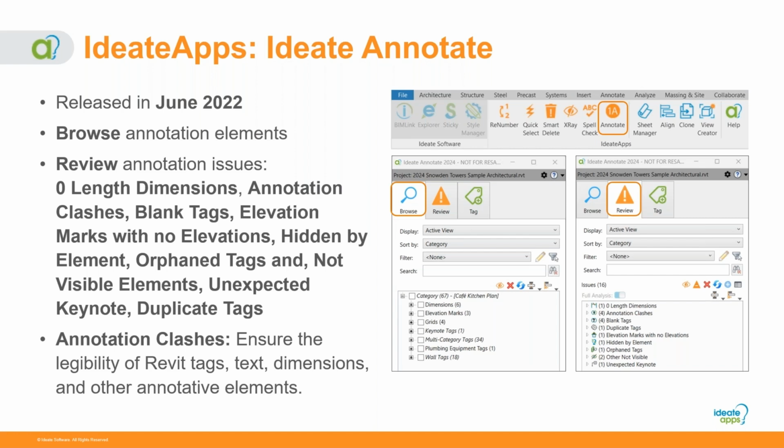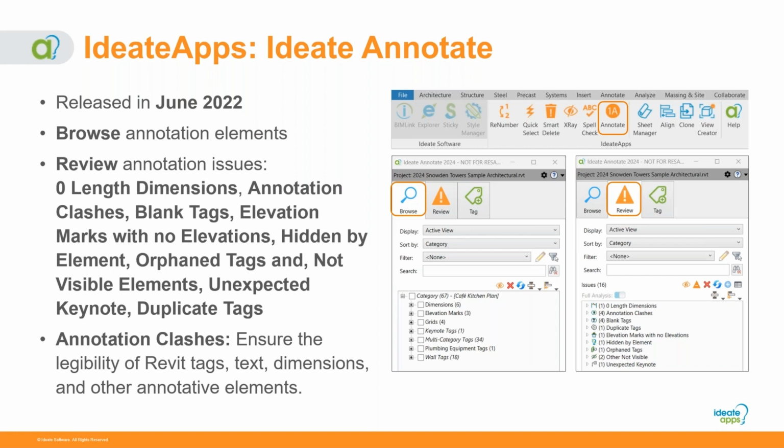Then we have a review tab. This is the important one to understand in the context of automation. If you're trying to understand annotation issues in the model, like zero length dimensions, elevation marks with no elevation, or elements that are tagged twice, automation will launch the model and then look at your annotation issues. So then you can run that off hours.